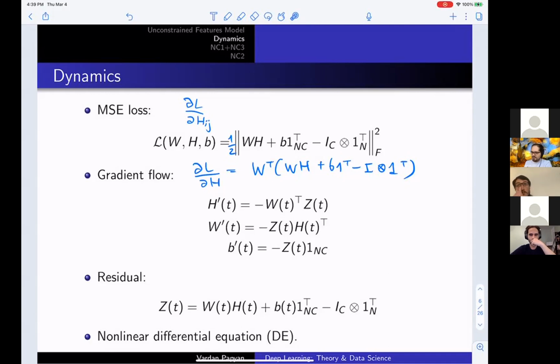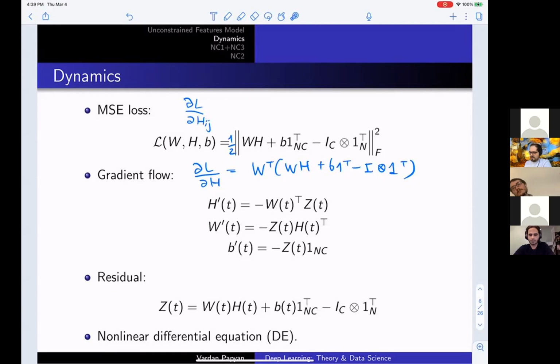In all of these equations, in this system of differential equations, I introduced this notation Z. Z is basically what's written here in the parentheses, and I call it a residual. Why? Because Z is basically WH plus B, which is the prediction, minus the target. So it's just a residual, a prediction error.